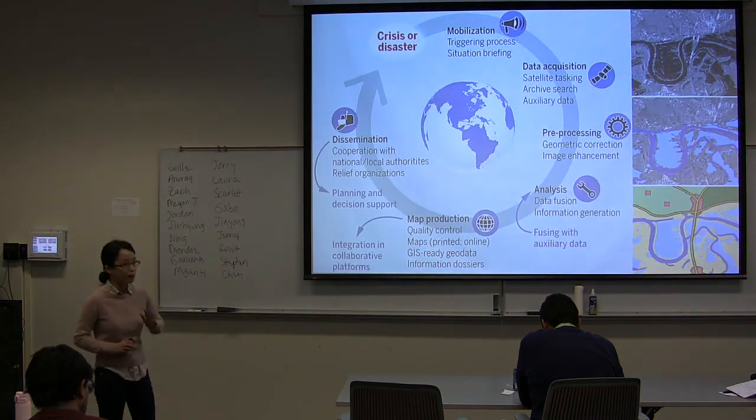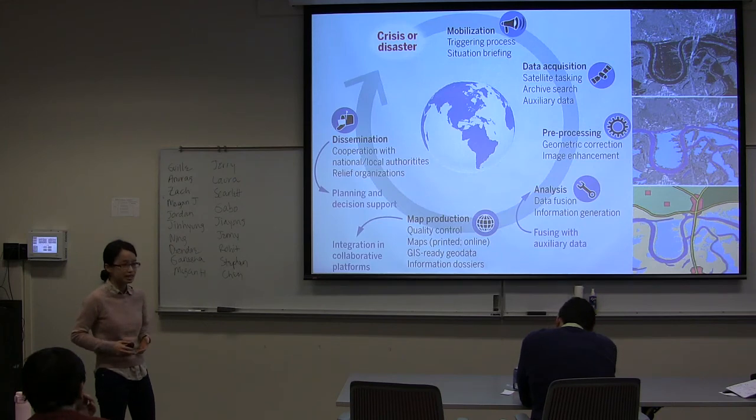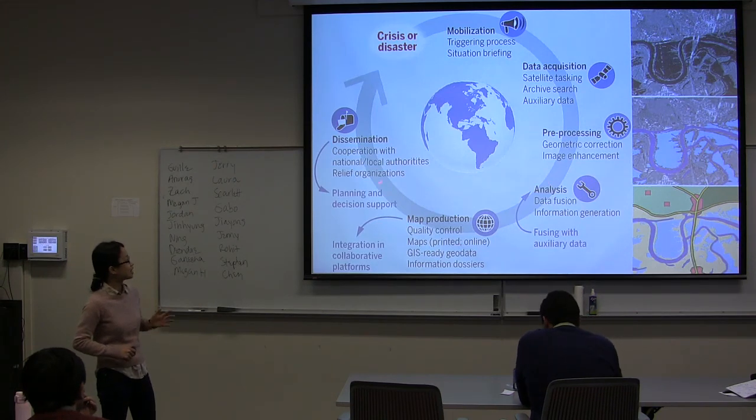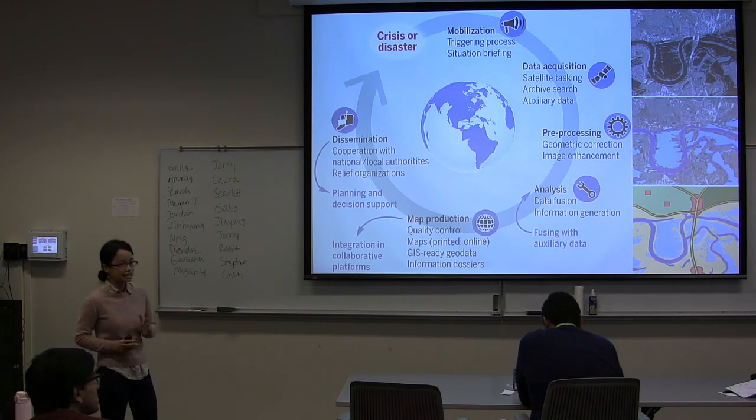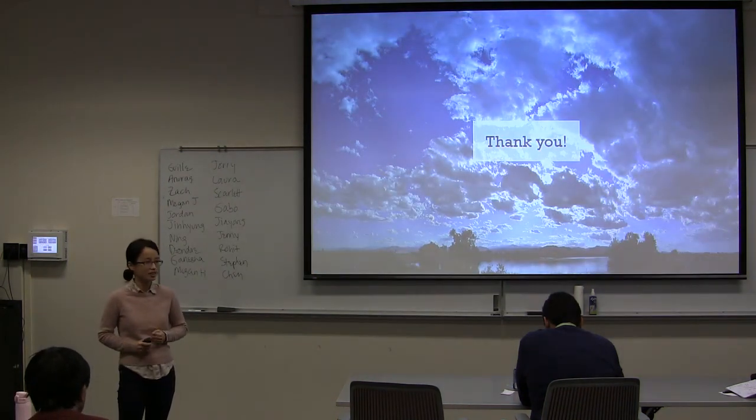So by combining these two different kinds of remote sensing images, I can develop methods in processing and analysis to join the whole cycle of dealing with the crisis or disaster, and then produce a better flood map with higher accuracy and finer spatial and temporal resolution. At the end of the day, this information will help to support planning and decision making. So that's the importance of the research. And thank you.